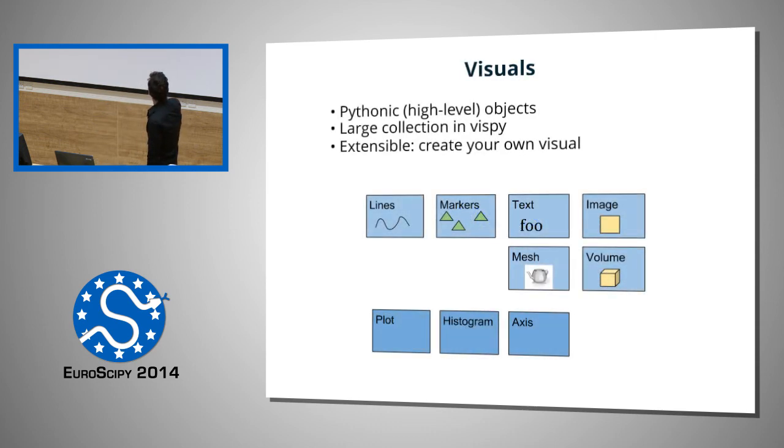So a visual is basically a Python class where you wrap up all your Gloo stuff. So someone who knows OpenGL and Gloo can then create a visual. So you're now talking about higher level concepts. You're not talking about OpenGL buffers and textures and things like that. Now you're talking about lines, markers, images, meshes, volumes, volume rendering, etc. And we plan to have a large variety of these visuals in vispy, so it's sort of batteries included. But at the same time, it's quite easy to extend this functionality, so to create your own visuals.